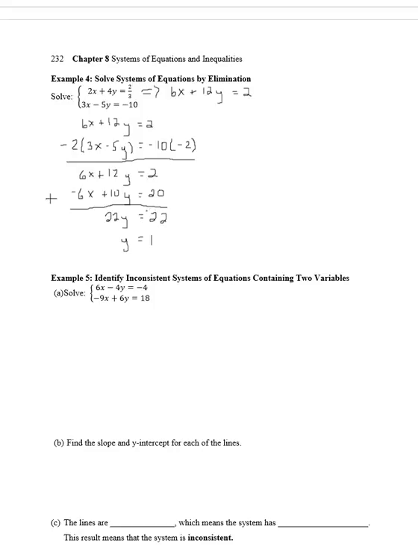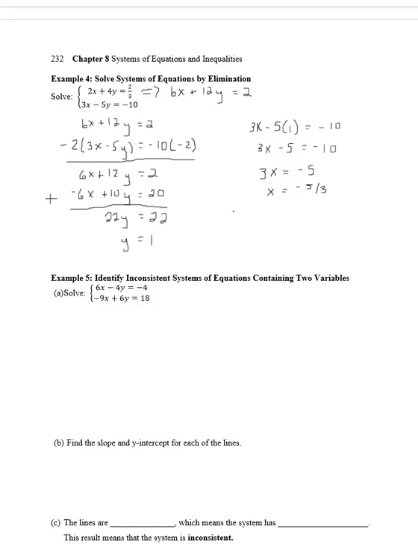Now, we have to plug that back in to solve for x. So 3x minus 5 times 1 equals negative 10. So 3x minus 5 equals negative 10. 3x equals negative 5. So x equals negative 5/3.